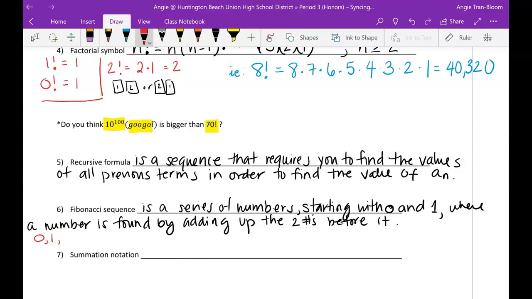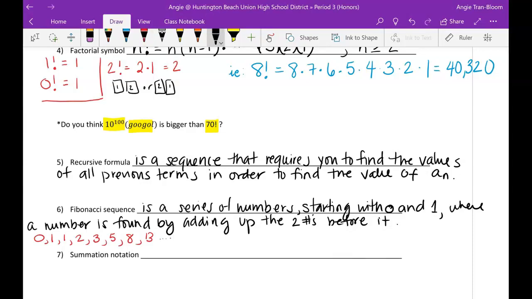So the third digit is going to be 1. The fourth number is going to be 2. Remember, you're always adding the first two numbers. So the next one is 3, the next one is 5, the next one is 8, the next one is 13, and so on and so on. Okay?